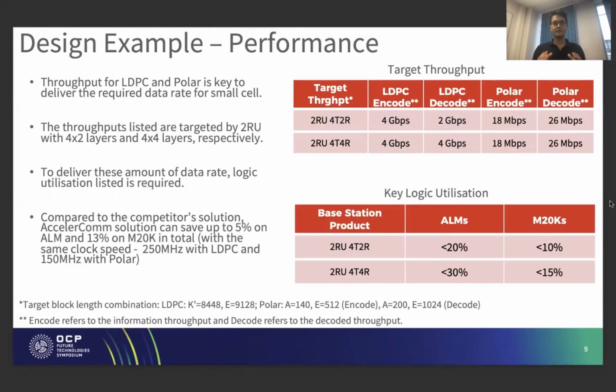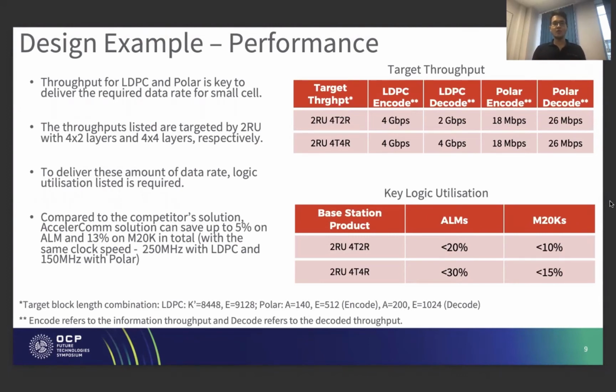In terms of performance, we have to achieve the required throughput targets for LDPC and Polar in order to deliver the required data rate for this small cell application. And the throughputs listed here are targeted by 2RU 4x2R and 2RU 4x4R on the right-hand side. More specifically, we are talking about LDPC encode and decode, Polar encode and decode.